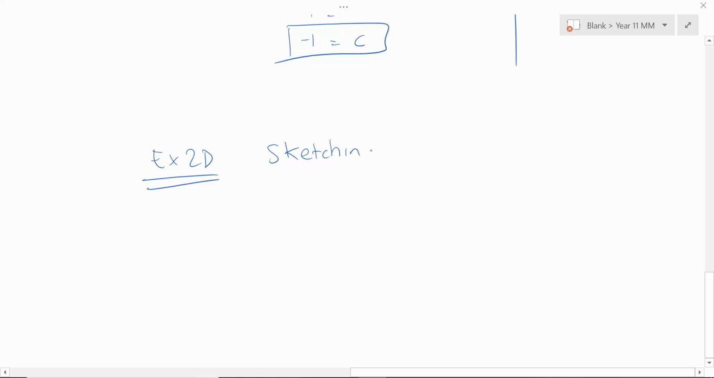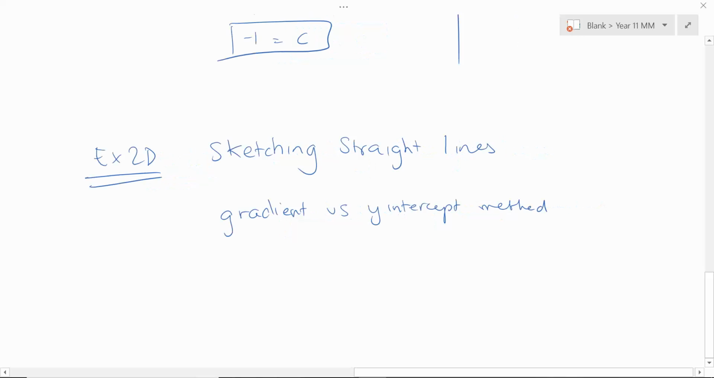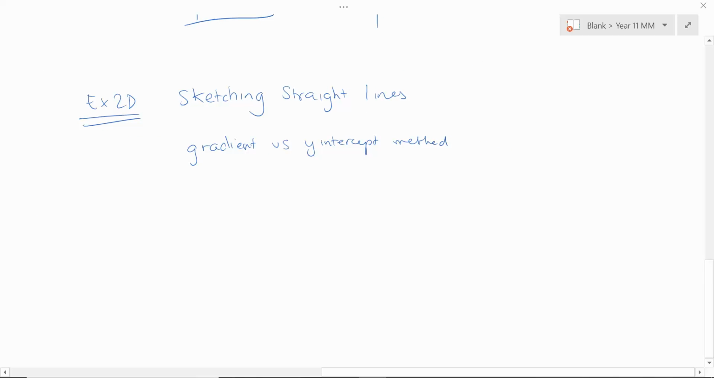Now sketching straight lines, back in year 9 there were 2 methods. In year 11, stick to one. There's no point doing the other one. You learnt in year 9, it was called the gradient versus y-intercept method. And then from there, they tried to advance you and said you also learnt another technique, they called it the x and y-intercept method. We don't use the first one anymore.